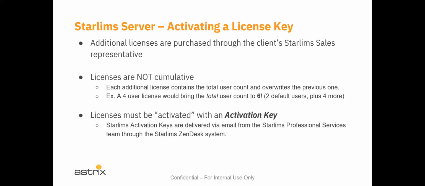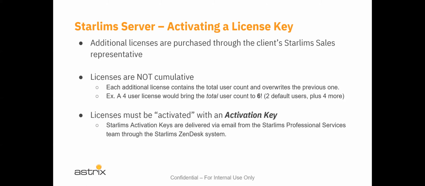So licenses are not cumulative. Each additional license contains the total user count. So let's say last week they bought a license account for 4 people. So you have, for example, 2 that come with the system, and they bought an additional 4 licenses. So the total count would be 6. So what happens 3 weeks from now when they discover they need an additional 10 users? So they're going to need a total of 16. They don't buy a new 10 user license to add it on cumulatively to the existing system. They buy a new license altogether that has a 16-seat license, and it overwrites the old one.